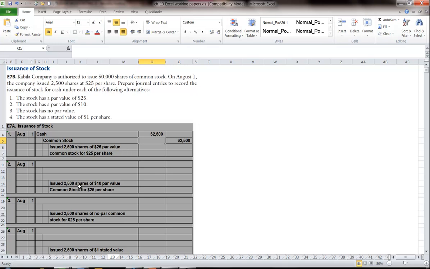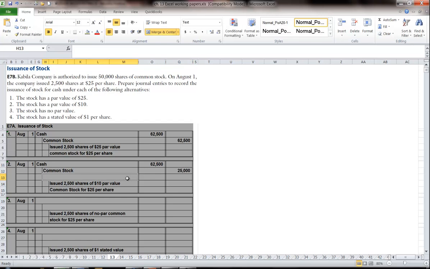Now in the second example, we're going to issue 2,500 shares and our par value is only $10 per share, but we're still going to sell it at $25 per share. So we always receive cash based on the dollar amount that we sold it for. So 2,500 shares times $25 is $62,500. And then when we sell shares, we increase our common stock, which is done with a credit. However, the amount that goes into our common stock account is always based on par value. So in this example, it's going to be 2,500 times a par value of $10, which is $25,000.